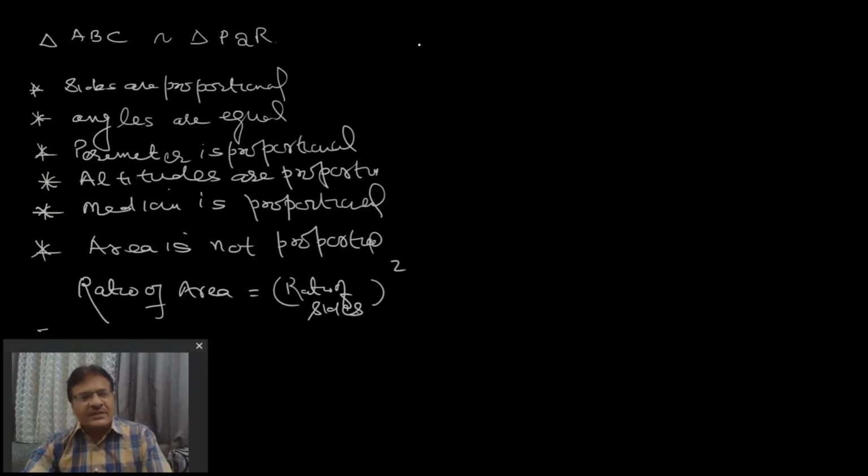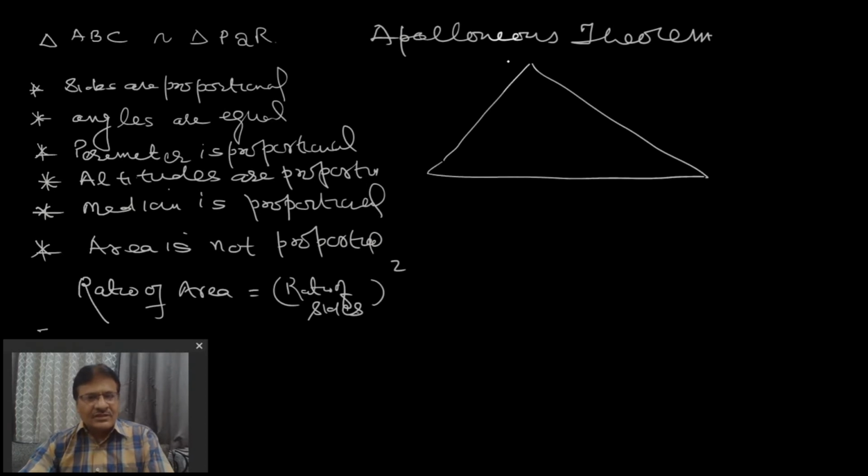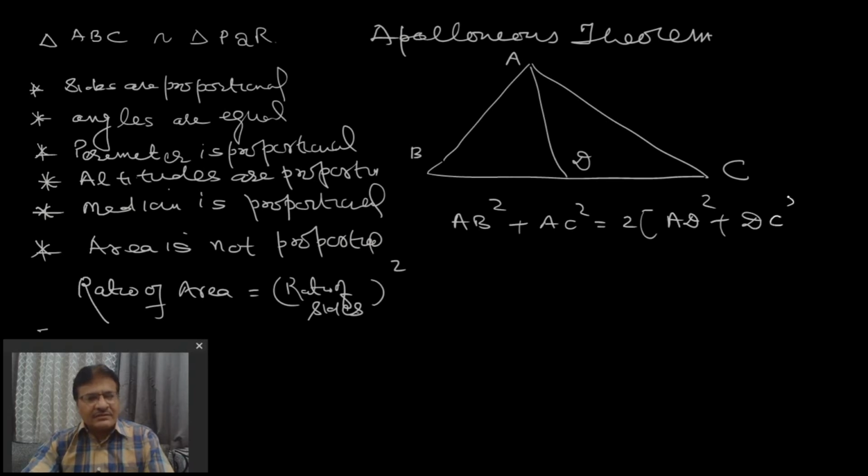One more theorem which is very important, sometimes we can use it, that is Apollonius theorem. The theorem says that this is a triangle. This is A, this point is B, this point is C, and suppose this one is the median, that is AD. So AB square plus AC square equals twice of AD square plus DC square. This is Apollonius theorem. Is that clear?